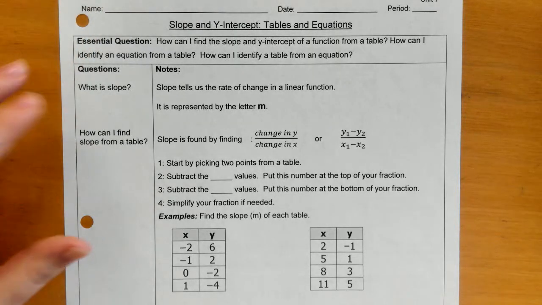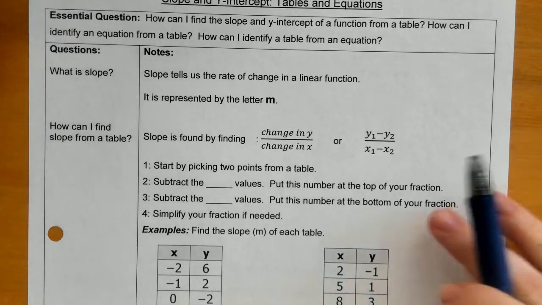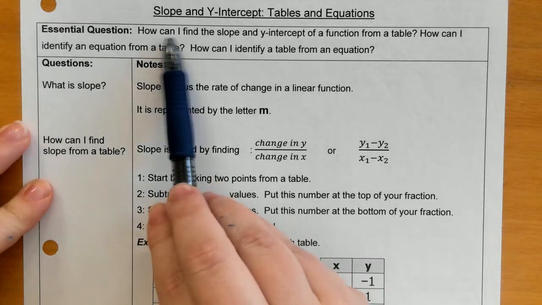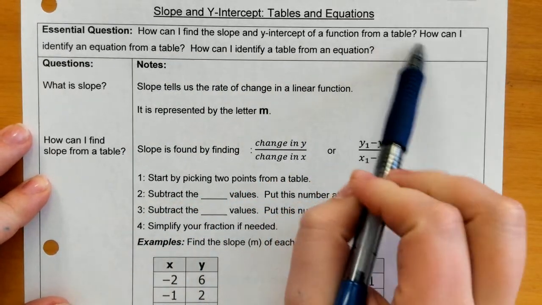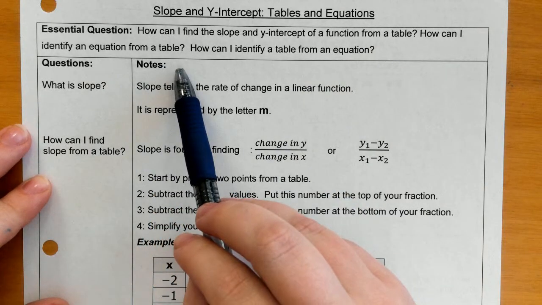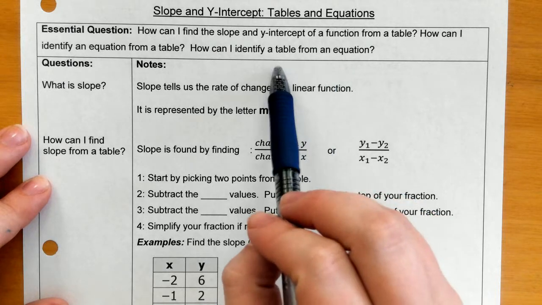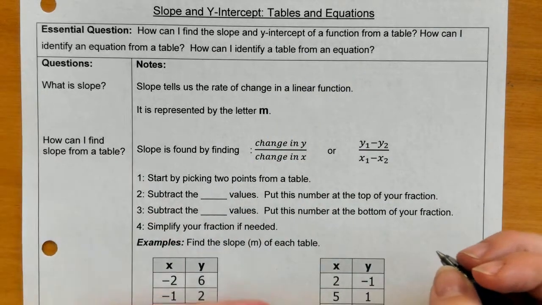So in this note sheet, we're still looking at slope and y-intercept, but this time we're looking at tables and equations. So our essential questions are really similar. How can I find the slope and y-intercept of a function from a table? How can I identify an equation from a table? How can I identify a table from an equation? So we start off with the same question, what is slope?